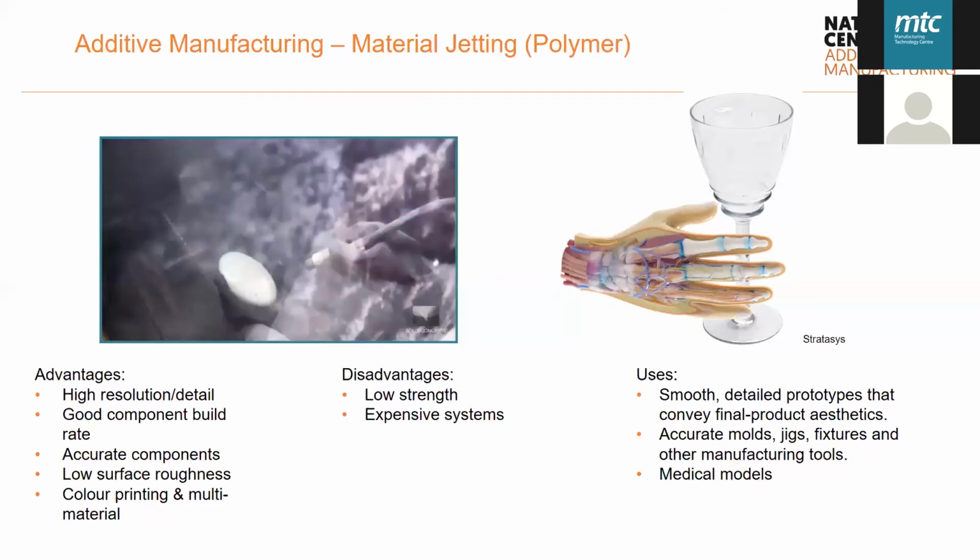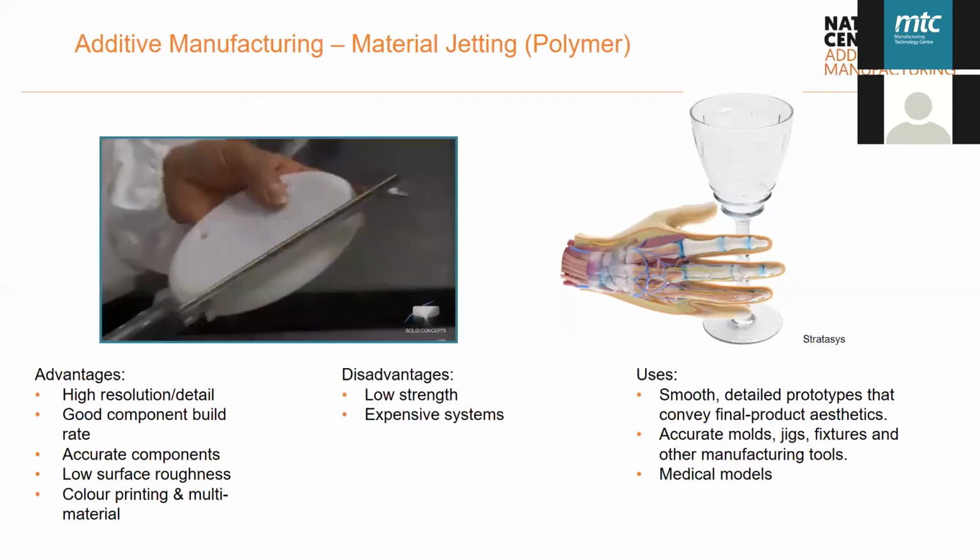Some of the disadvantages are that most of the materials used and components manufactured are of low strength. And potentially also some of the material jetting systems out there could be quite expensive compared to other polymer manufacturing systems or additive manufacturing systems. Some use cases are that you can manufacture smooth, detailed prototypes that convey the final product aesthetics quite well. You can also manufacture accurate molds, jigs, and fixtures and other manufacturing tools, as well as medical models.